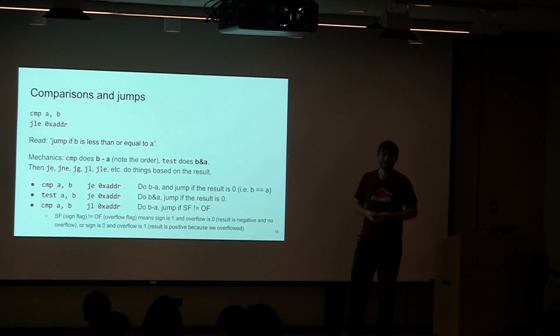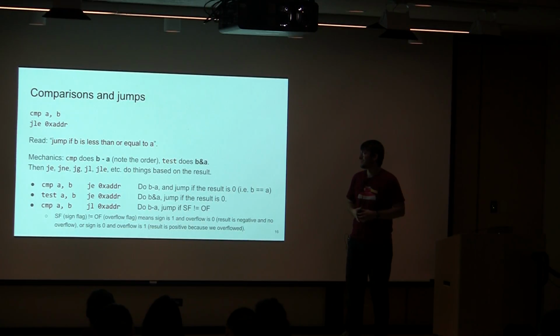You guys have seen a lot of these too. Usually we see comparisons and jumps right next to each other. So that JLE at the top there is a conditional jump. It jumps based on some conditional flags that are set by the compare that happens right before it. So if we compare A and B, it jumps if the second number is less than or equal to the first number because it's JLE, jump less than or equal to. So it jumps if B is less than or equal to A.